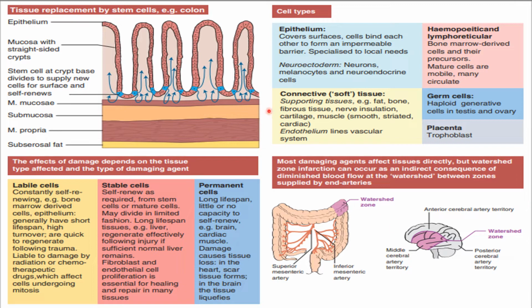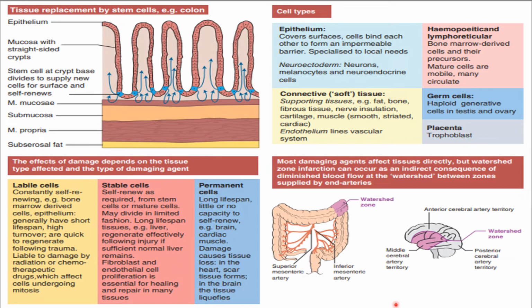Then we have connective tissue. These are the soft cells. Supporting tissues, for example, fat, bone, fibrous tissues, nerve insulation, cartilage, muscles, including smooth, striated, and cardiac muscles. Endothelium lines the vascular system. Then we have germ cells, haploid generative cells in testes and ovaries, and placenta, which are the trophoblast.